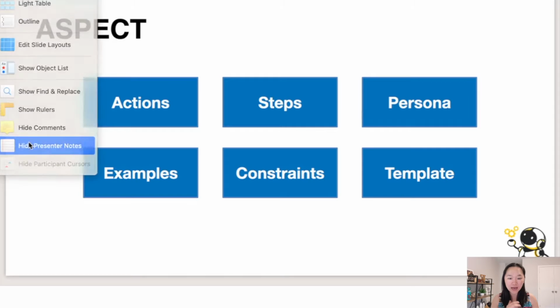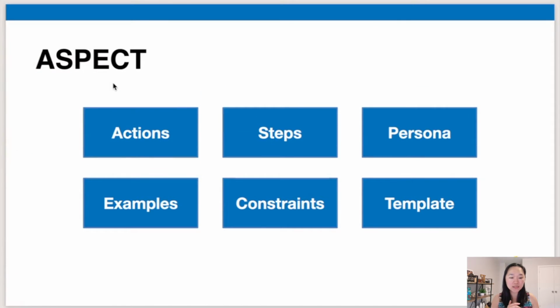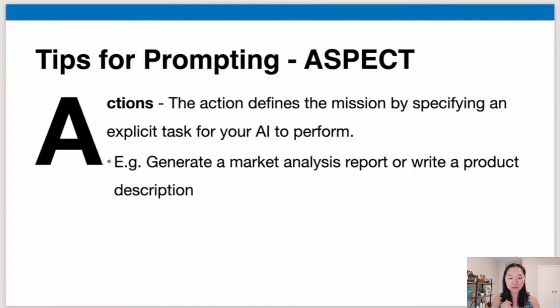So now that you know the difference between a simple prompt and a more detailed prompt, you're probably wondering, well, what goes into a good prompt and what kind of aspects should I consider when I'm putting in an instruction into ChatGPT? When you're considering how to write prompts, a good rule of thumb to keep in mind is this acronym called ASPECTS. And ASPECTS stands for actions, steps, personas, examples, constraints, and template. Let me go over each of them now.